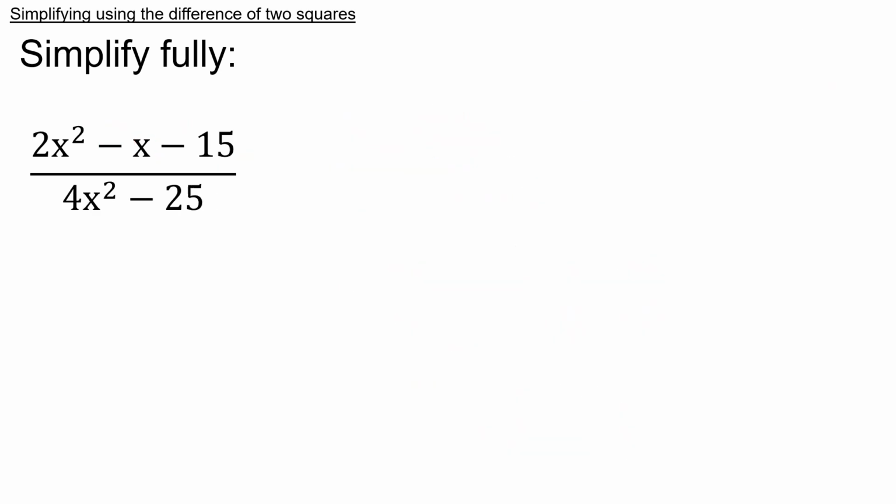This is probably the hardest example you could have, where you're expected to factorize a more difficult quadratic and use the difference of two squares. So what I'm going to do is factorize the top of the fraction first. I know I have a 2x squared, so in the brackets I'm going to need a 2x and an x, because that's the only way to get 2x squared.